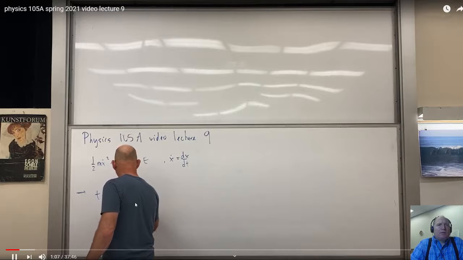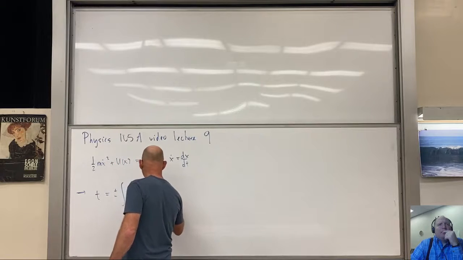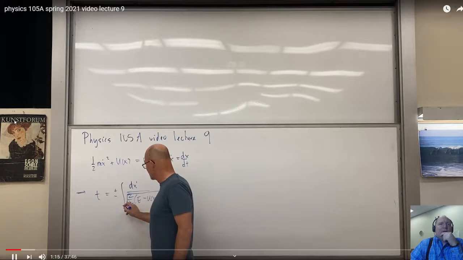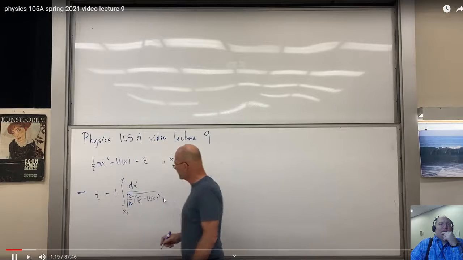dx prime. 2 over m, E minus U of x. You're just treating this thing algebraically. Okay, so this should be a prime too, right? The other x. Yeah, so this should be an x prime right here.